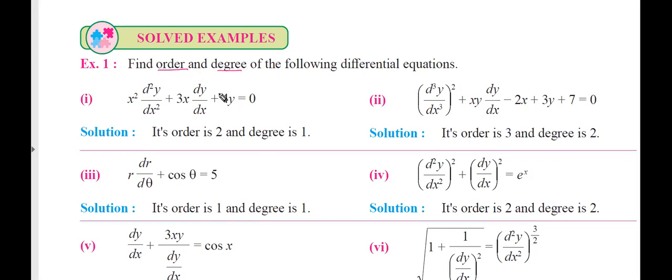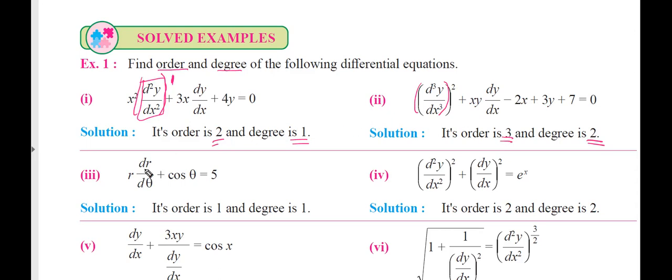Okay, and what is its highest order? Highest order is 2, because this is dy by dx. And what is the degree of this? The degree of this is 1. Similarly, over here, the highest order is d2y by dx cube. And what is the degree of this highest order? It is 2. So degree will be 2 and order will be 3.